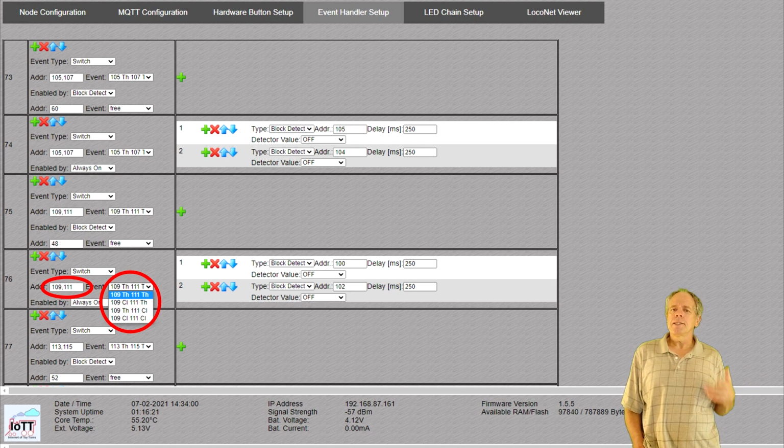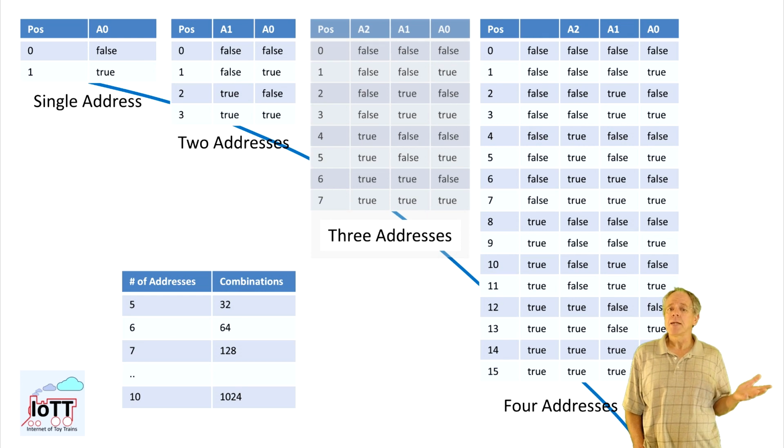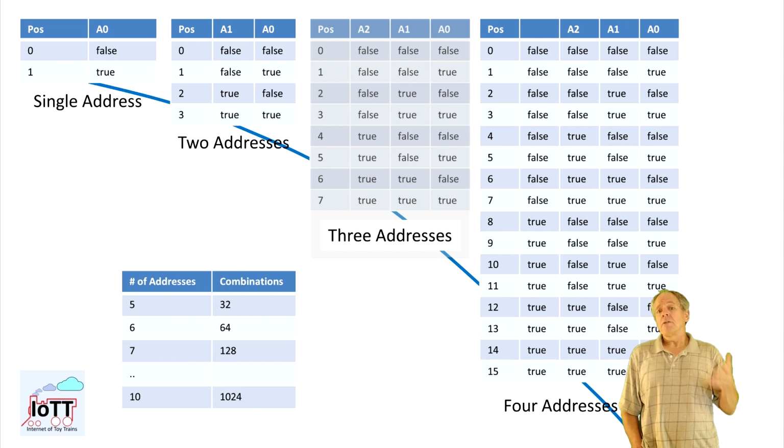The other limitation is the number of input addresses that can be used in a single event handler. In most cases this is just 1, but for switches and block detectors it is up to 3, so we can create an event table that considers the statuses of up to 3 block detectors, but not more. The reason for this limit is that setup would become a nightmare. Just think about it. 3 binary inputs like block detectors result in 8 different status possibilities. Make it 4 addresses and it is 16, 32 with 5 addresses. So we would end up with truth tables larger than the setup screen.